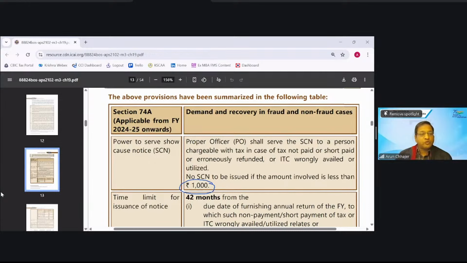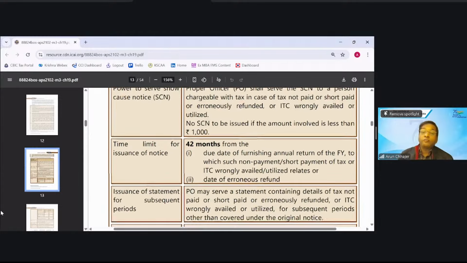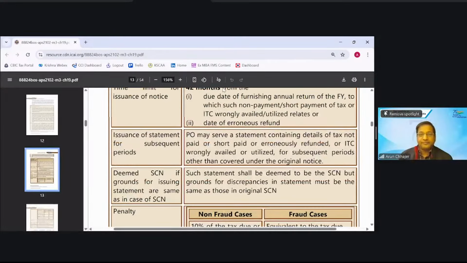What is the time limit to issue the show cause notice? 42 months. 42 months would be counted from the due date of furnishing the annual return for which the tax is not paid, short paid, or ITC wrongly availed and utilized, or from the date on which the refund has been taken. Okay.